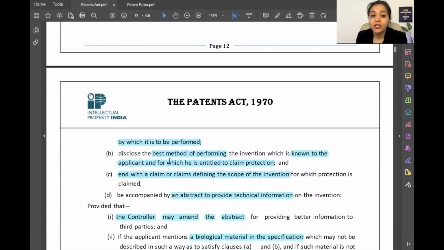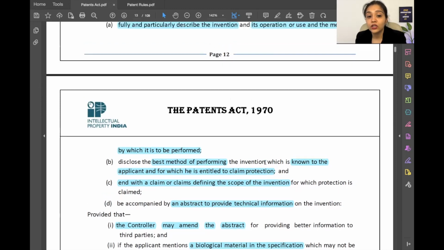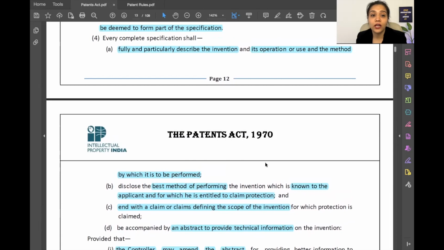Next we have disclose the best method of performing the invention which is known to the applicant and for which he is entitled to claim protection. So the next question can come, where is the best method requirement? So the applicant needs to disclose the best method of performing the invention. That is in 4B.